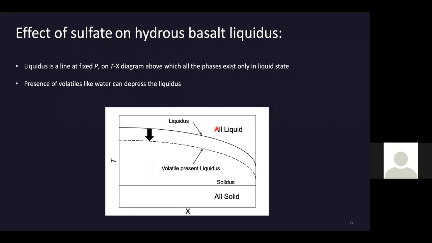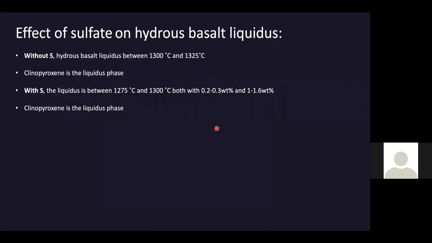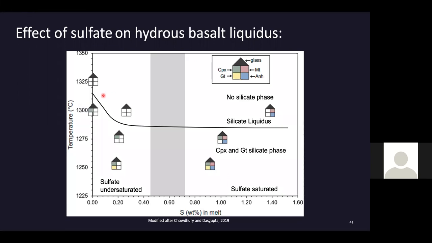In our experiments, without sulfur, a hydrous basalt liquidus is between 1300 and 1325 degrees C. It's seen in this figure. This figure shows different phases in our experiments. This black triangle is the glass, and the colored squares are different minerals. We see that in this experiment at 1325 degrees C, we only had the glass and no sulfur. It's a hydrous basalt, and it's only glass, no sulfur. But at 1300 degrees C, we see clinopyroxene, which is the liquidus phase, has arrived.